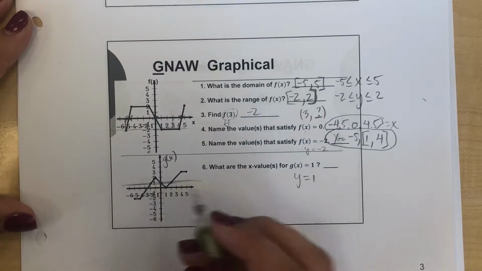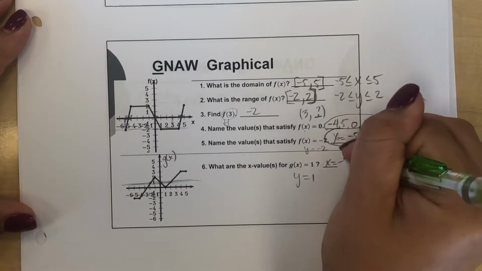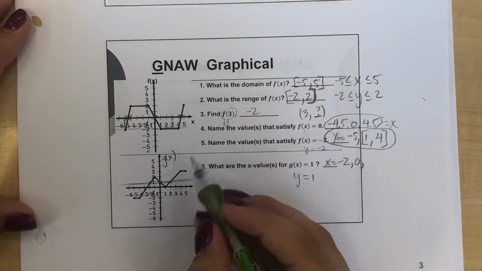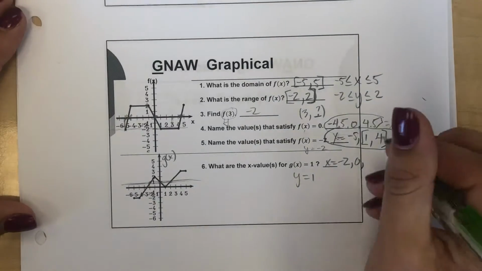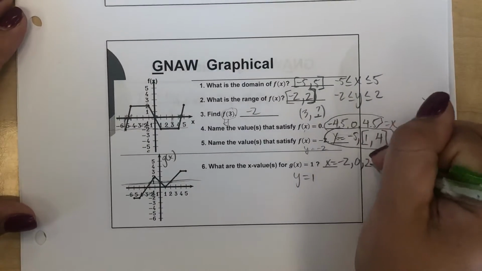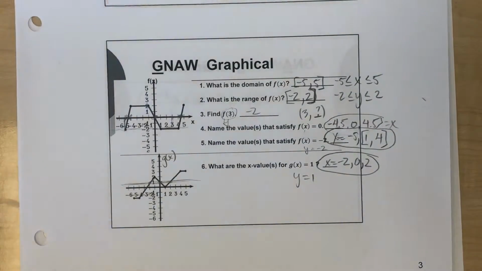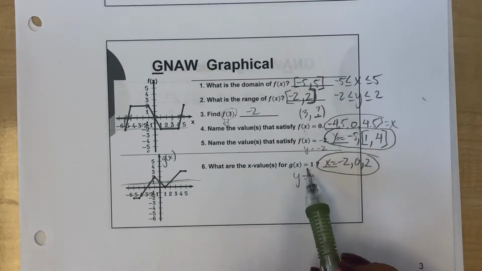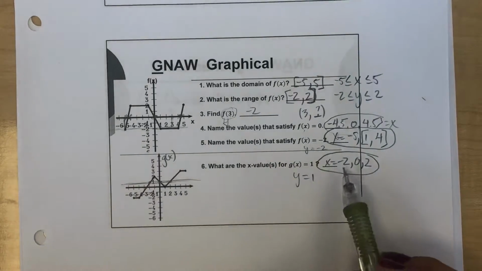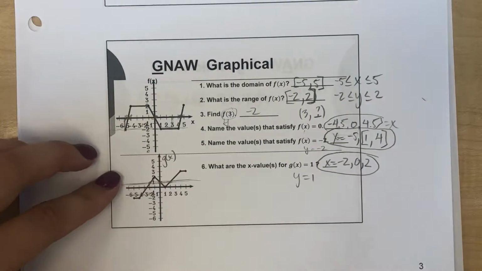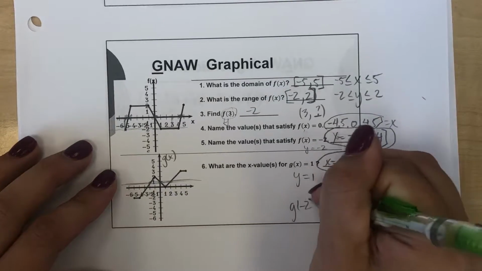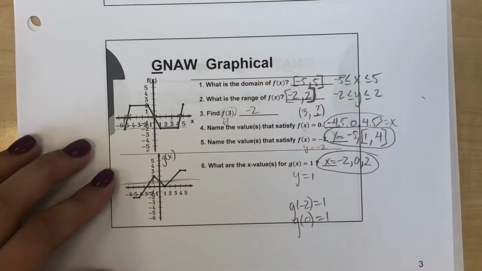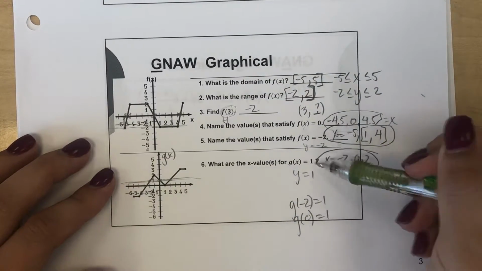The x value -2 is a solution. Right here, 0. And then it's very symmetric, so at 2. Okay, so those are my solutions, because that's where g of x equals 1. In other words, my output is 1 at these 3 inputs. So I could also write this as g of -2 equals 1, for instance. G of 0 equals 1. So these are my different x values where it equals 1.